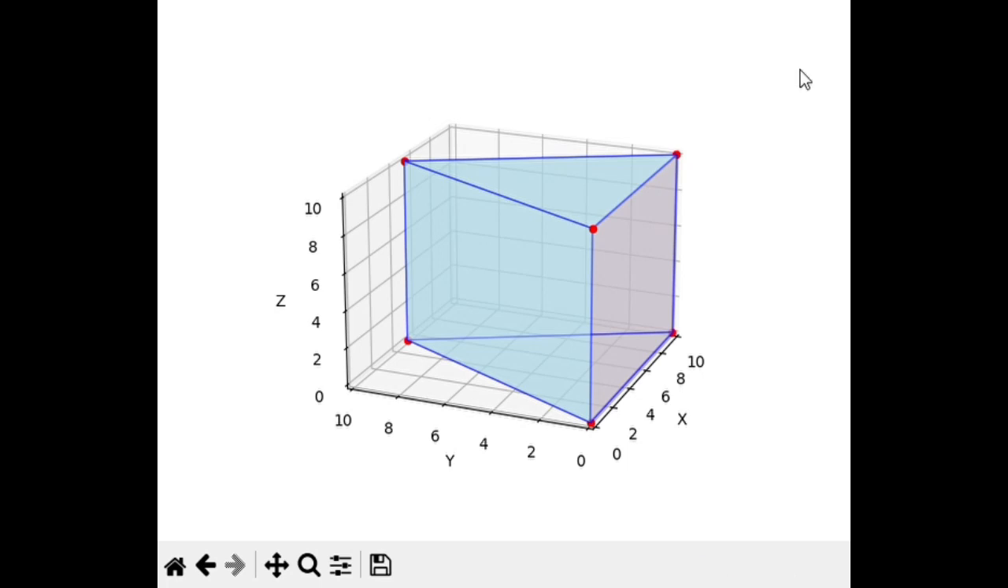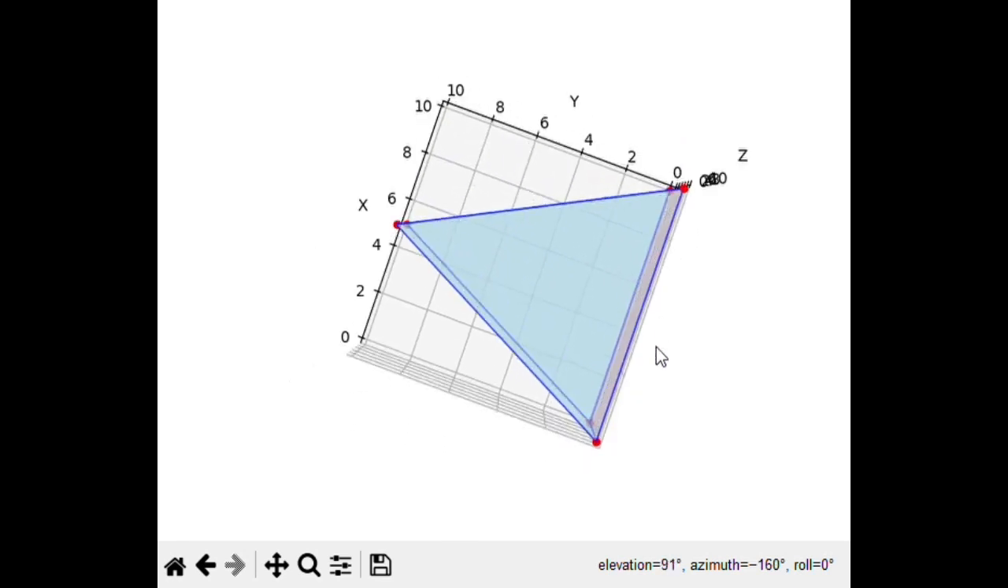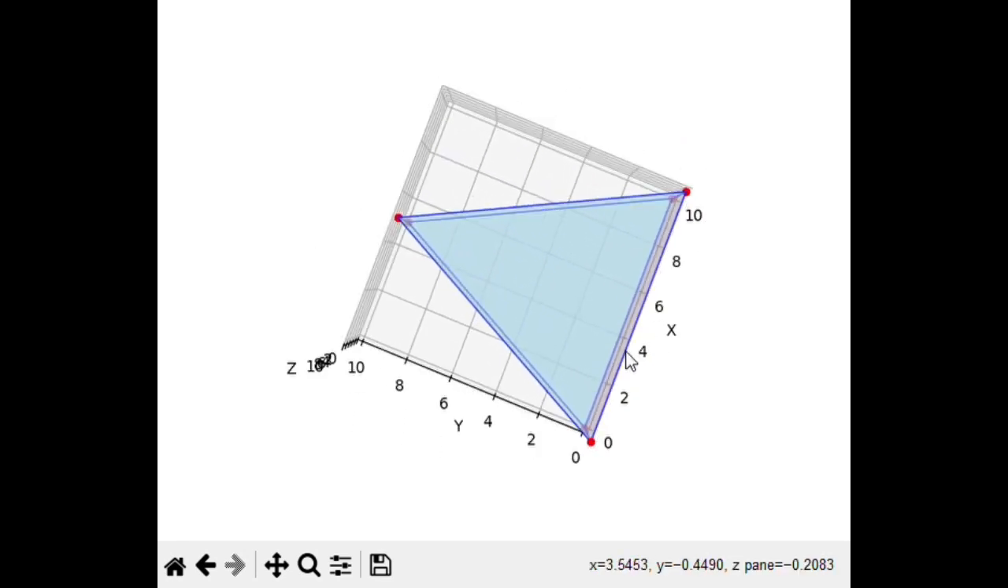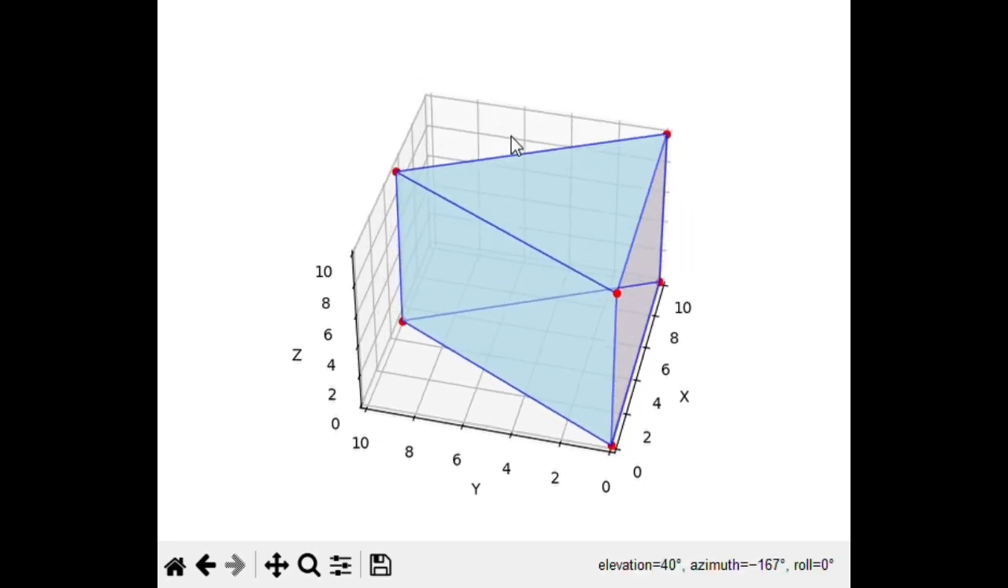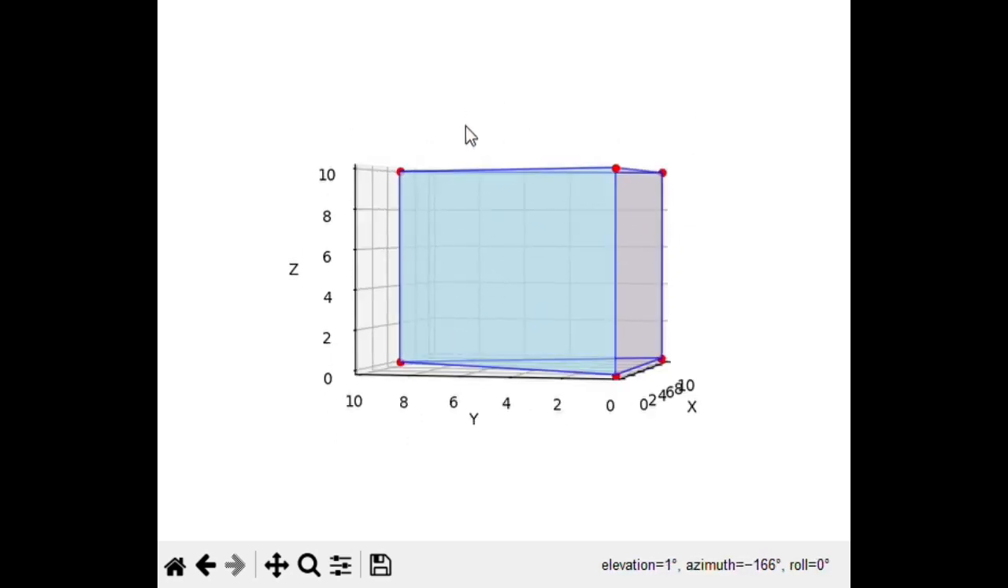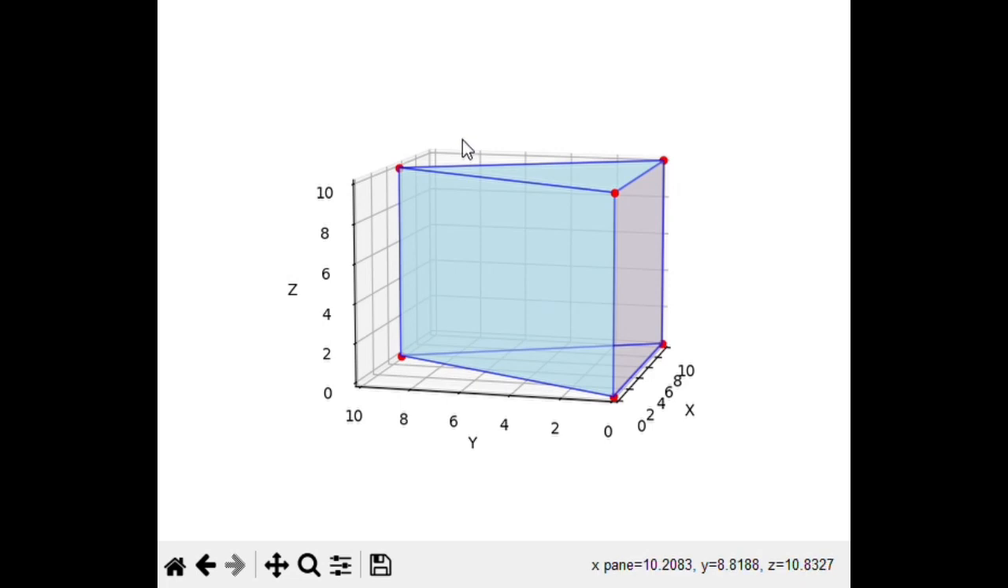Imagine two identical triangles placed on top of each other, like this, forming the top and bottom faces of the prism. These triangular faces are parallel to each other, which means they have the same shape and size. Now picture three rectangular faces connecting the corresponding sides of the two triangles. These rectangular faces stand upright, perpendicular to the triangular bases.